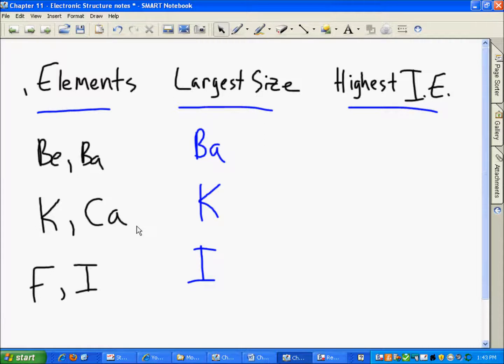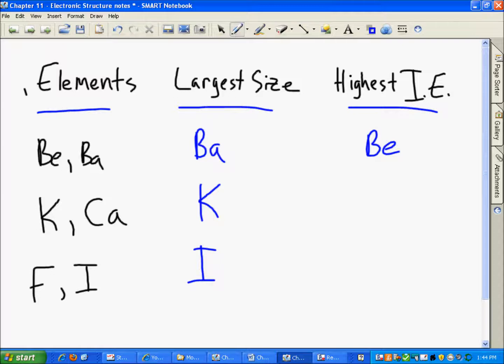Okay, now let's think about ionization energy. Of beryllium and barium, which do you think has the highest ionization energy? And remember, big atoms have low ionization energy, small atoms have high ionization energy. Okay, so low have high, and so Be then. Right. It's the opposite trend to size. So once you find out which one is larger, the smaller will have the higher ionization energy.